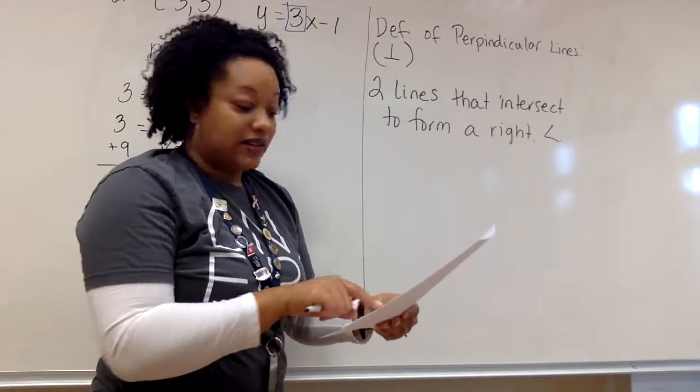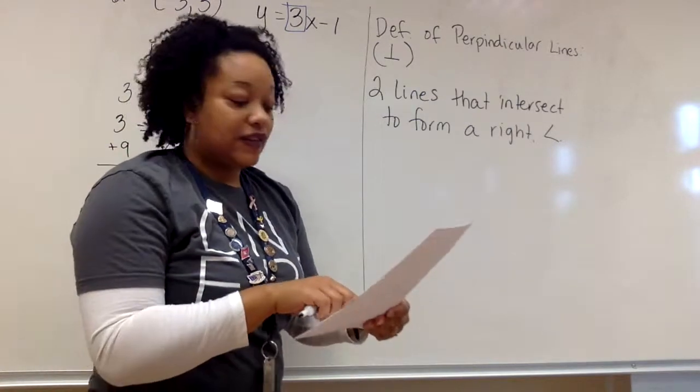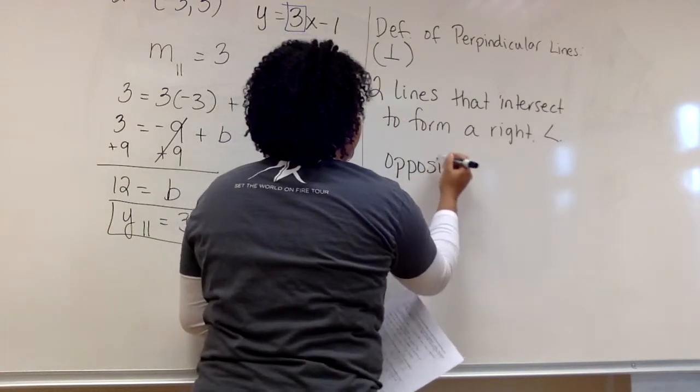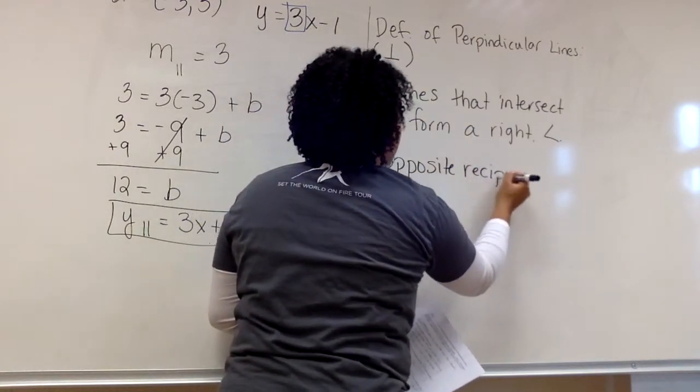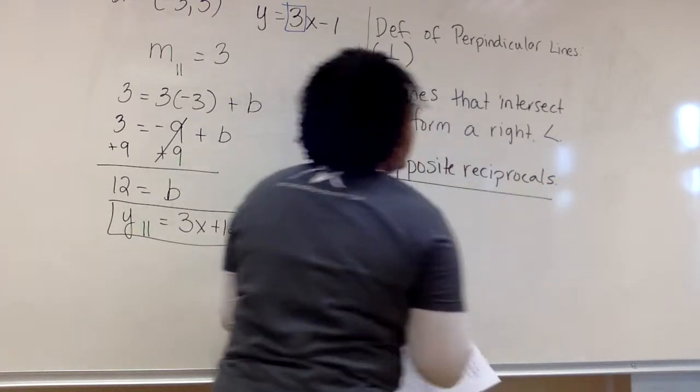This is the next sentence. The slopes of perpendicular lines are called opposite reciprocals, okay? Big words, all math. This is what you put in your blank.